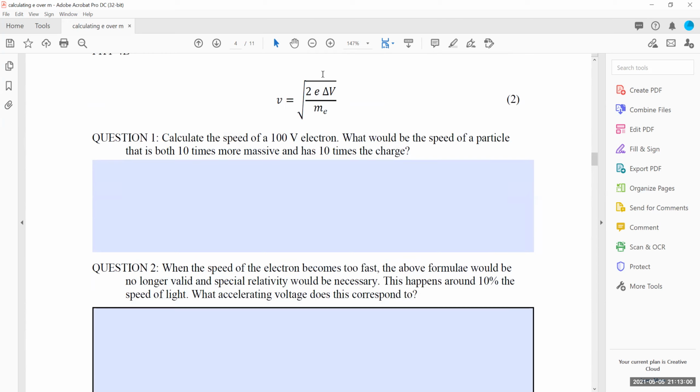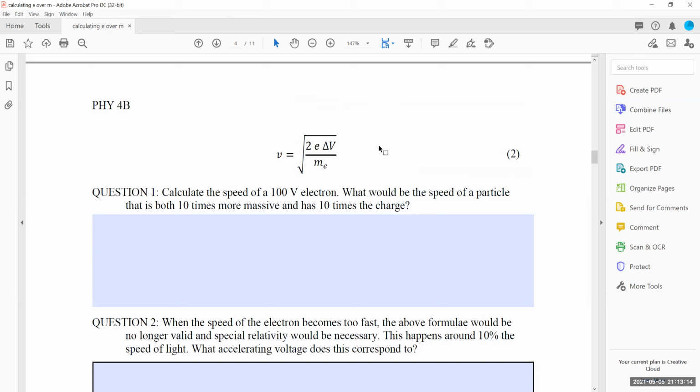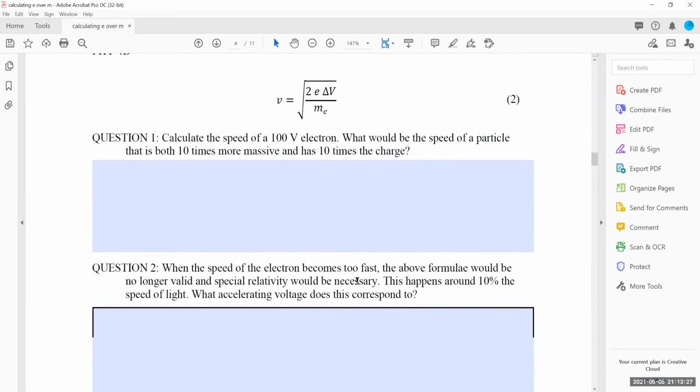Because V is proportional to the square root of the voltage, whatever you come out with from this expression cannot be more than that voltage. If that voltage becomes too high, V becomes too big, then all of this physics goes in the garbage and you need to get another physics to help you with it. So what we're saying for question 2 is that the speed cannot exceed that. So what is the acceleration voltage? This is the maximum voltage you can use for this lab.